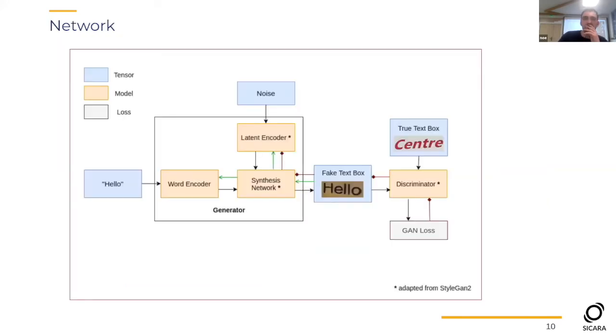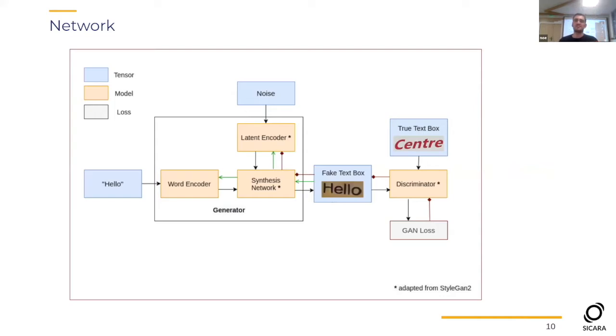So we can now approach our network. The main idea here is that there is a generator on the left, which generates text boxes, and a discriminator, which tries to tell the difference between real and fake text boxes, which is the common pattern of a GAN, as we saw in the previous slide.